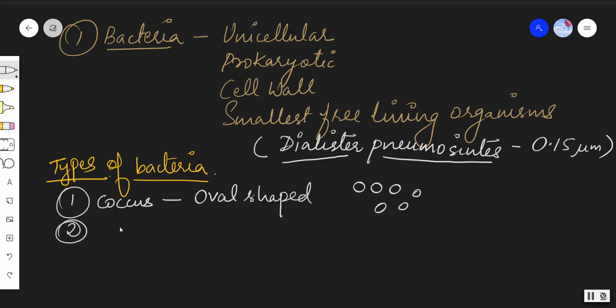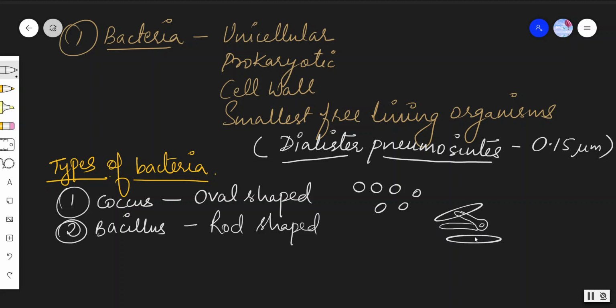Second one is bacillus. Bacillus are rod shaped. They are like this. Okay, they are something like this. You can find the colony like this. Okay, these are what? Bacillus.